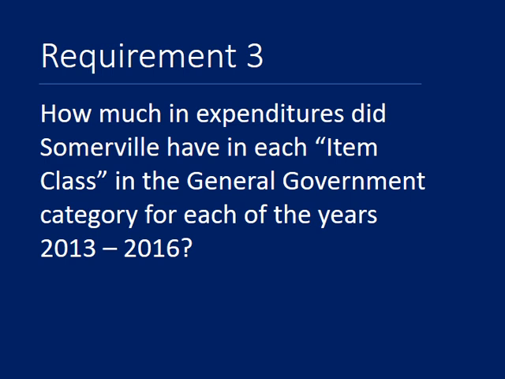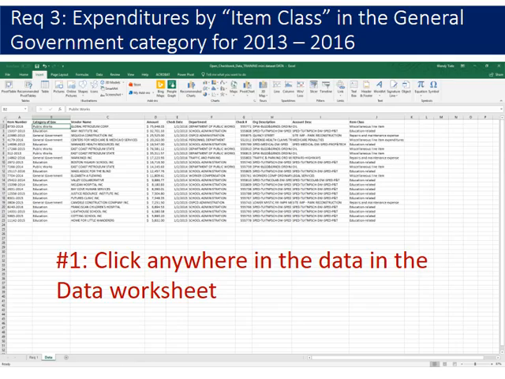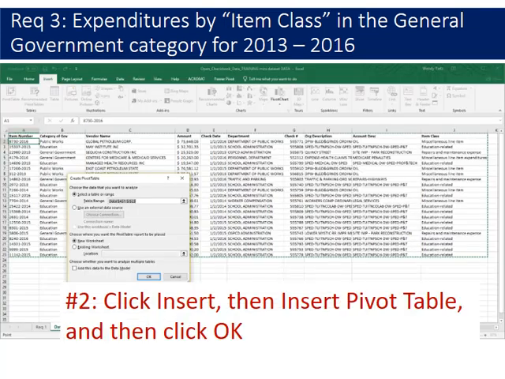Requirement 3 reads, how much in expenditures did Somerville have in each item class in the general government category for each of the years 2013 to 2016? The first step is to click anywhere in the data worksheet. For step 2, to insert a pivot table, click Insert, then Insert Pivot Table, and then click OK.